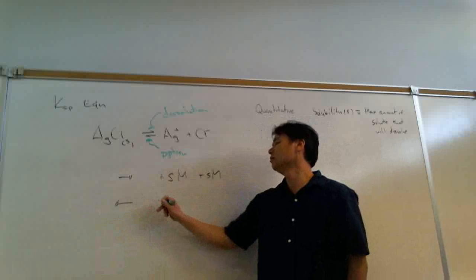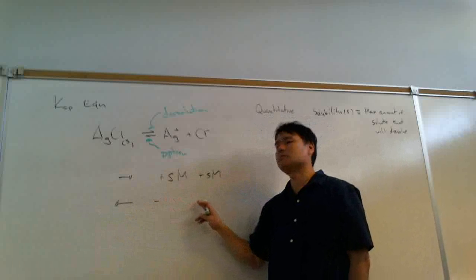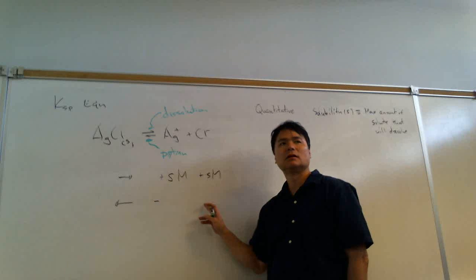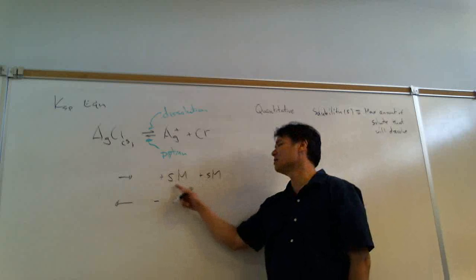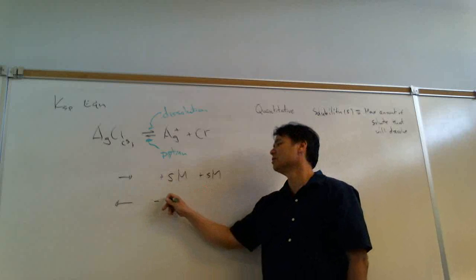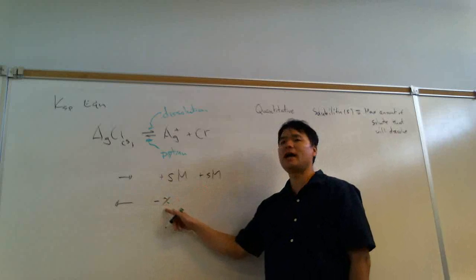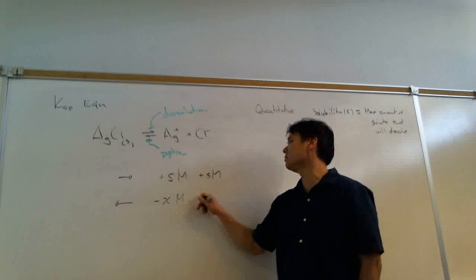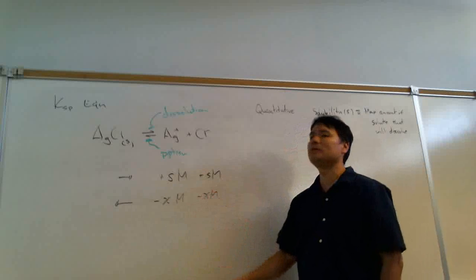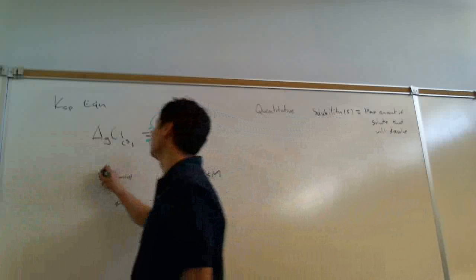And so here, what do we have? Do we have minus S, minus S? No, S is the amount that dissolves. So if we're precipitating, then we call it X. So this is going to be minus X molar, minus X molar. That would be a precipitation. And so here's our dissolution.